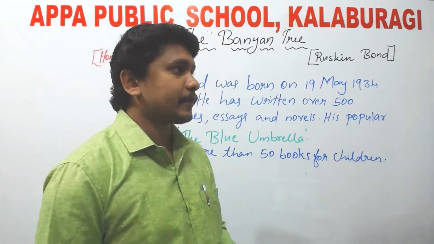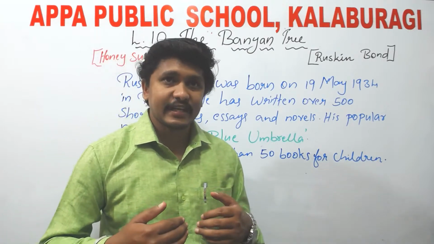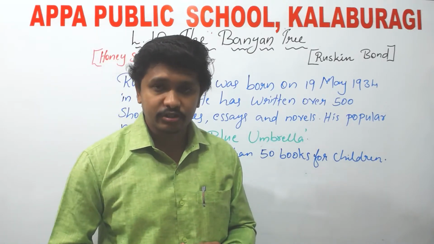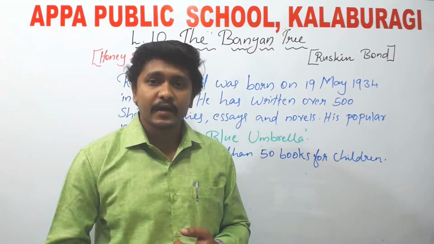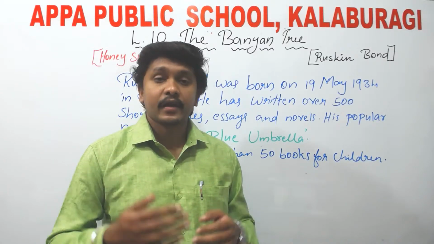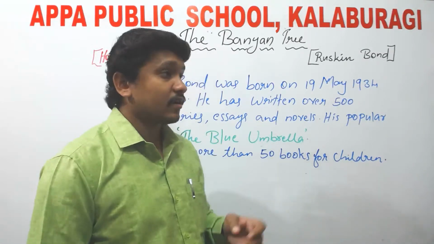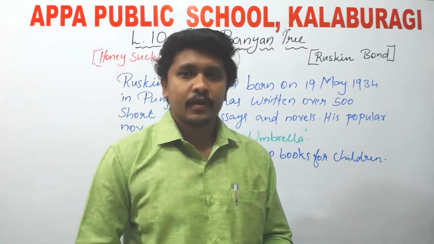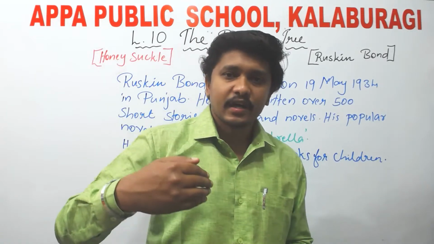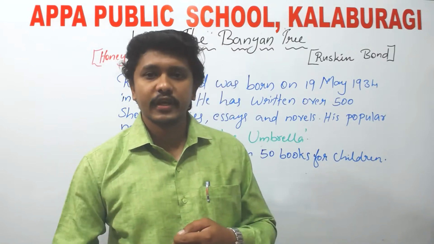The name of the chapter is The Banyan Tree. The first part is telling about the speciality of the banyan tree, and the second part is telling about the fight between mongoose and cobra. And this chapter is written by the famous author Ruskin Bond. So let us know something about the author Ruskin Bond. After that, let us move to the lesson.